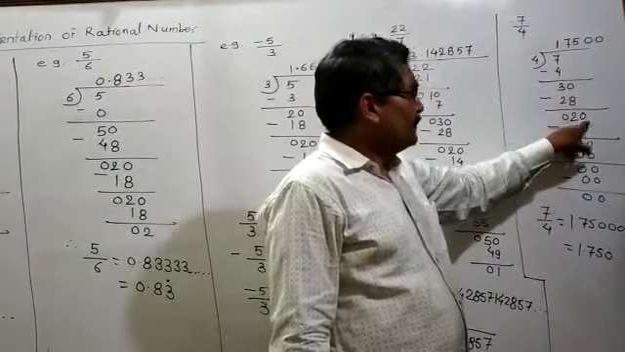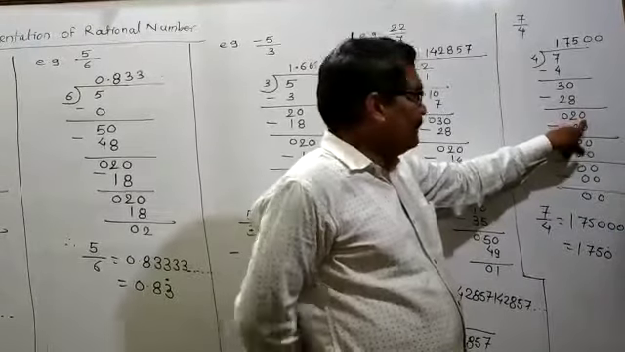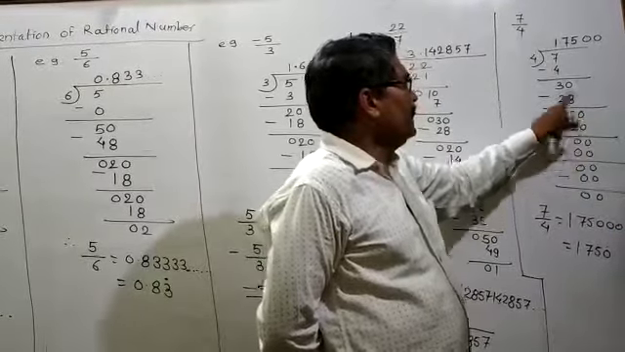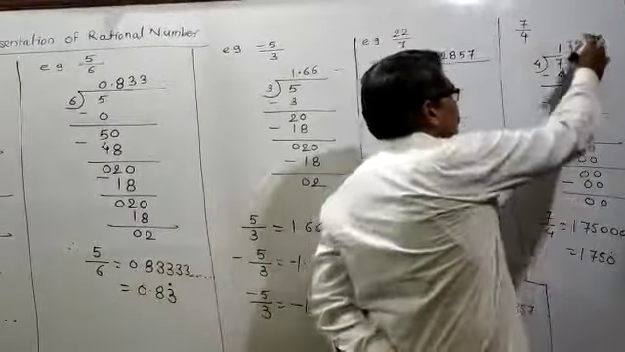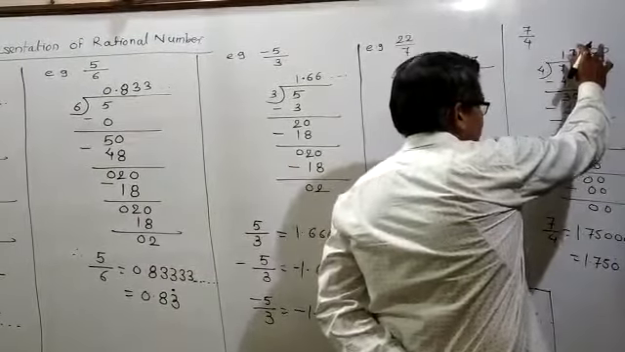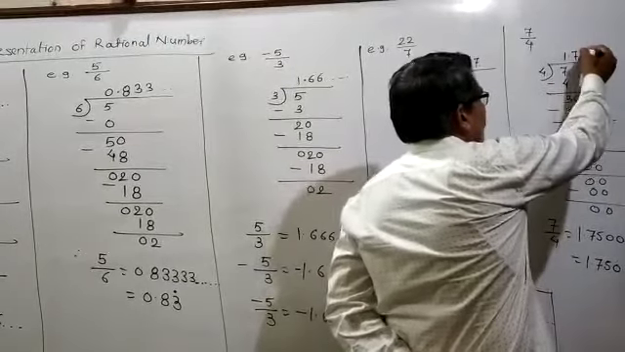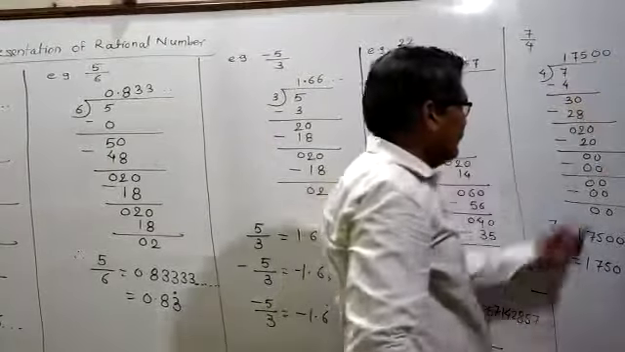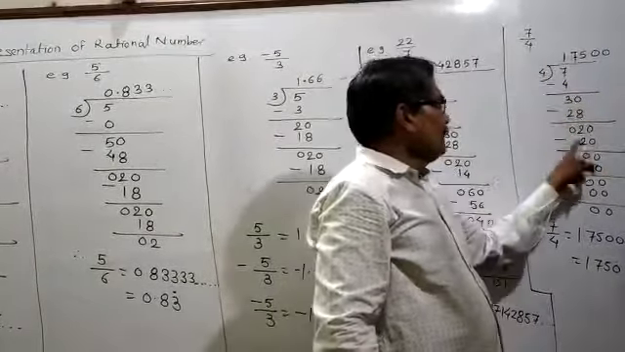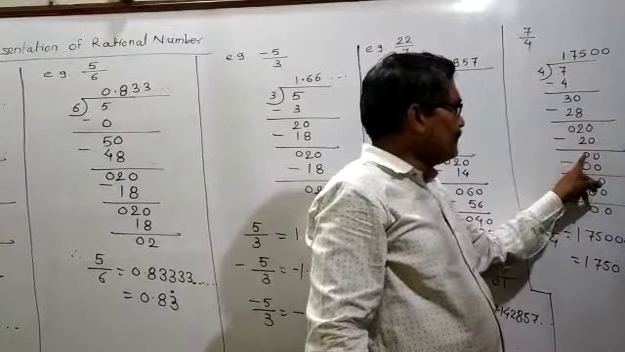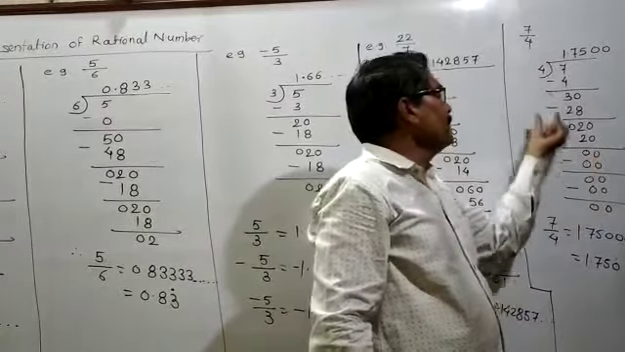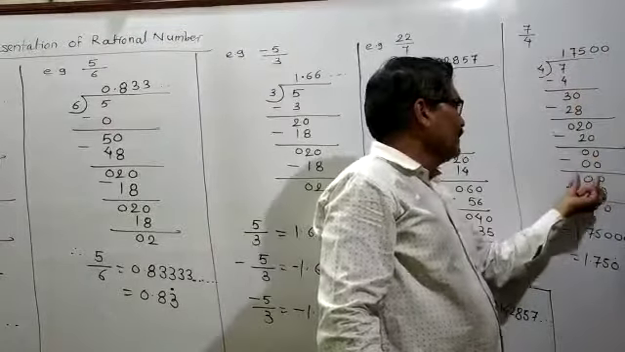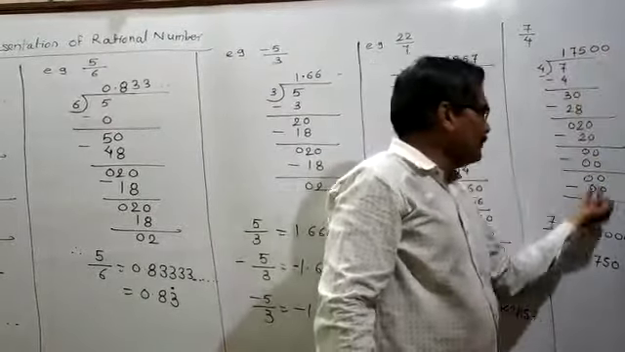Then here, due to the decimal point, 0 will come here, and this becomes 20. 4 fives are 20. This 20 minus 20 is equal to 0. Then if 0 remains, again I will give the division of 0. 4 zeros are 0. Again 0 will remain. Again 4 zeros are 0.